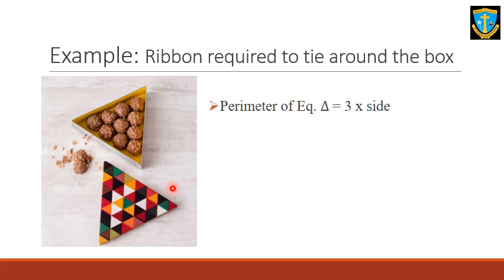Because I measured it. Okay, I need to tie a ribbon around this box and I have measured that each side is 55 centimeter. So let's put the formula. Perimeter of equilateral triangle will be equal to 3 multiplied by the side length. The length is given as 55, so just put down the length. So it will be 3 multiplied by 55 centimeter.